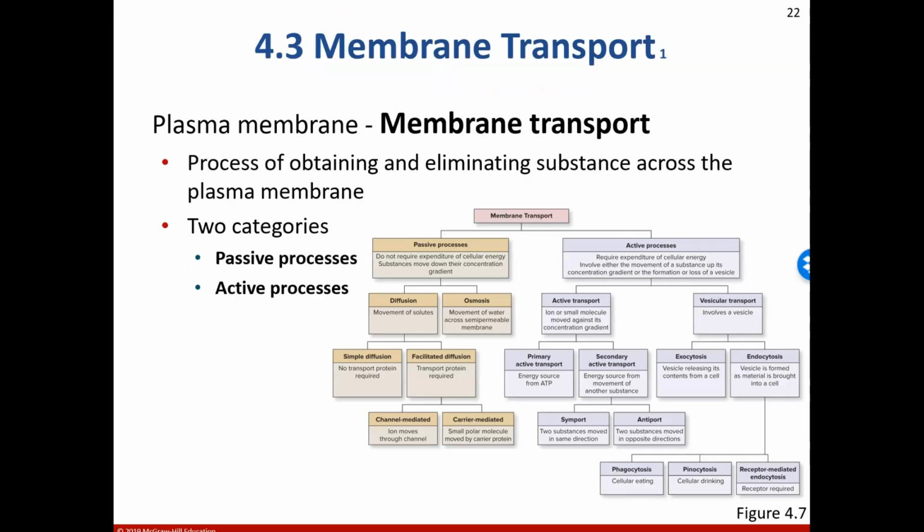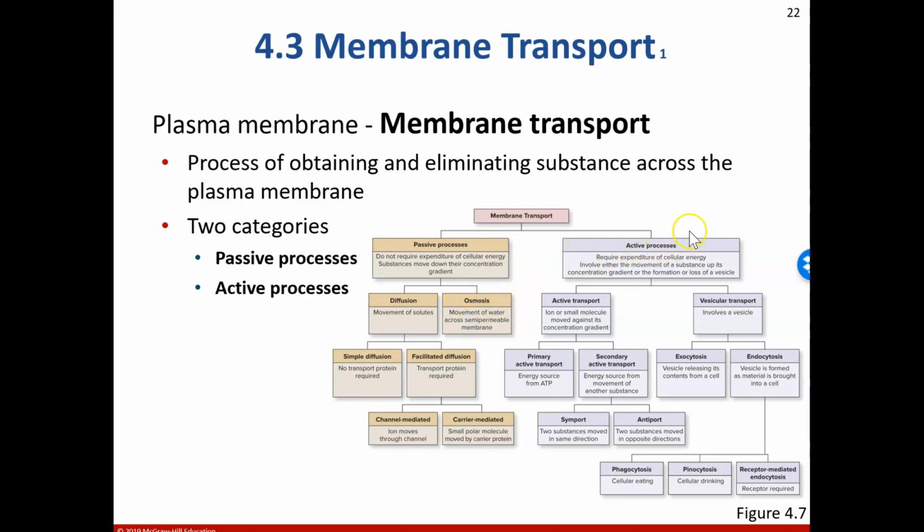So let's first talk about where membrane transport is going to take place. In your plasma membrane. So this will be a process of obtaining and eliminating substances across that plasma membrane, and we can classify it into two categories. We have our passive processes, which would include diffusion, and that breaks down into simple diffusion or facilitated diffusion. And facilitated diffusion can further be broken down into, is it channel mediated or carrier mediated? And the other type of passive process is osmosis.